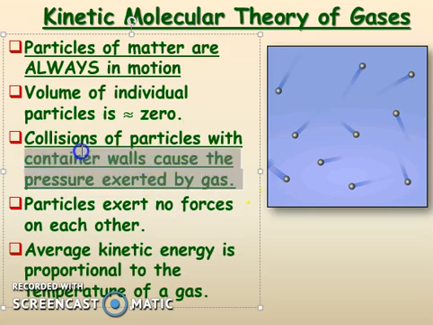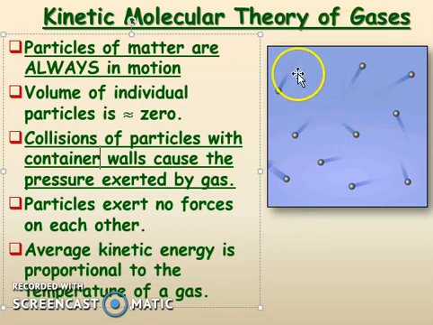Okay, collisions of particles with the walls of the container cause the pressure exerted by a gas. So let's say you have a gas inside of a container, the gas is going to bounce around, kind of like in this picture. The more collisions that happen with the container, the higher the pressure will be. In the next video I'm going to talk about pressure, but essentially, if there are a lot of collisions, you have a lot of pressure of that gas. We'll come back to that.